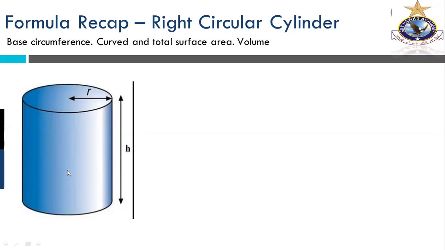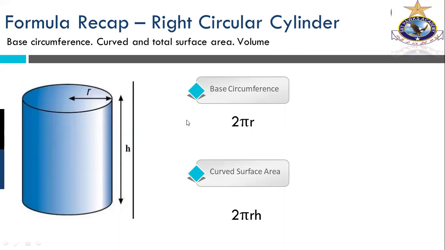If this diagram is in front of you, the first thing is the base circumference, that is 2 pi r. The reason is that the base looks just like a circle, and we can see its view from the upper side, from the top, that it is a complete circle. If the radius is given, we can find the base circumference by 2 pi r.